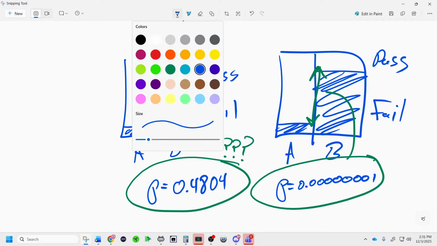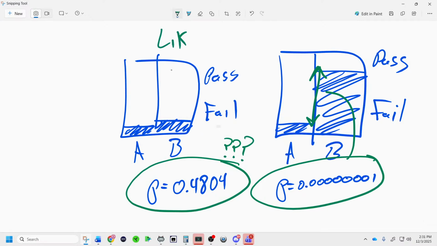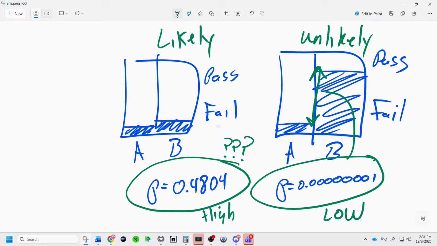So a high p-value means the differences you observe are likely by random chance. So this would mean likely by random chance differences. And this would mean unlikely. And think what unlikely means. It means low p-value, because that's what unlikely means, and this means high p-value. So the differences observed there are likely by random chance. The differences observed here are unlikely by random chance.